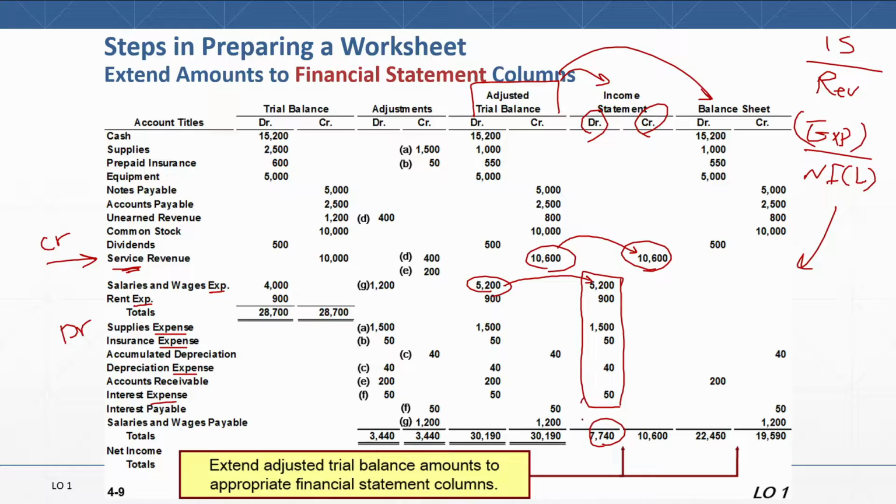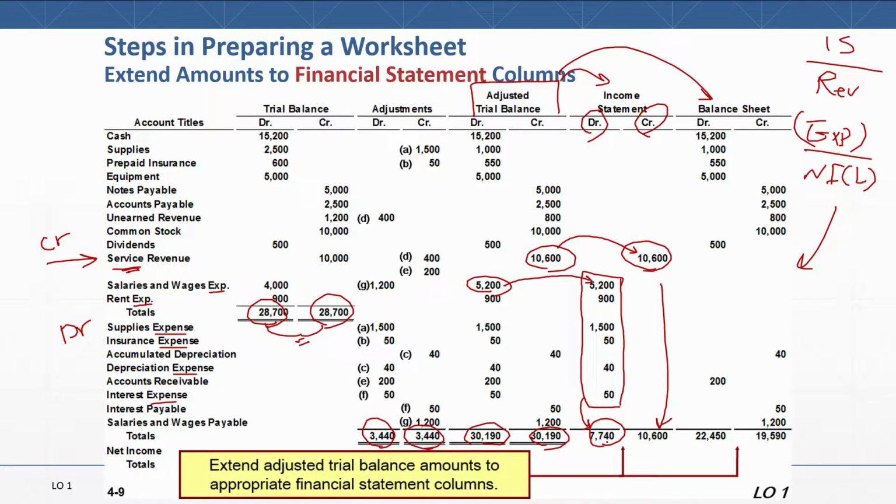This is the summation of all the expenses, and of course 10,600 is the summation of all the revenues, in this case only one line. We used to see that debit column is equal to credit column, right? In all cases, as you can see, debit column is equal to credit column.